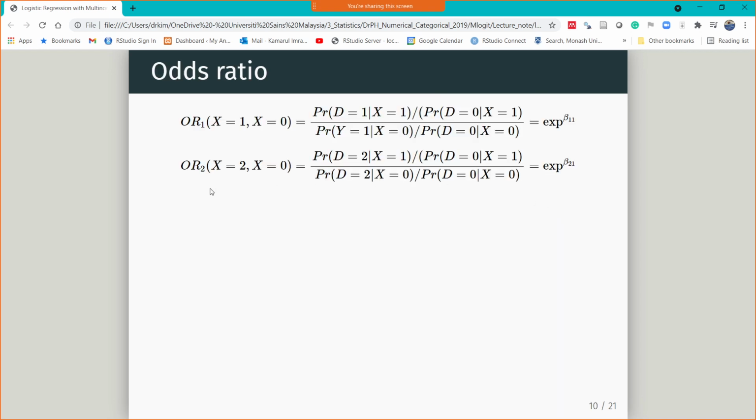Similarly for level 2, the odds ratio for level 2, where the outcome is 2 versus 0.